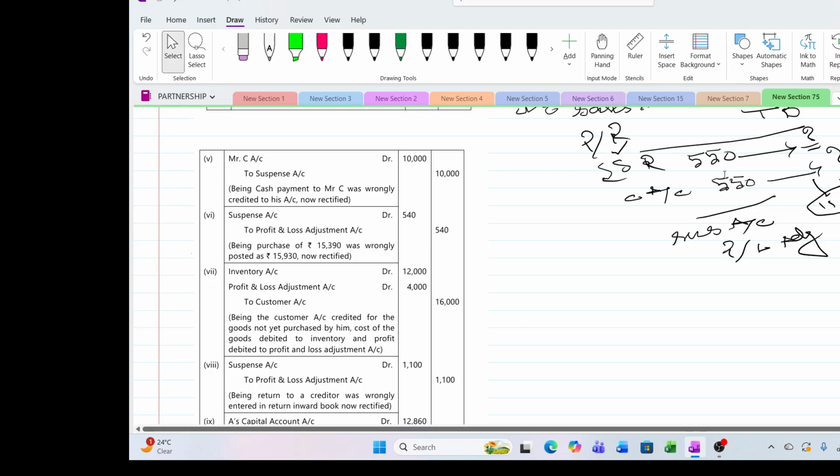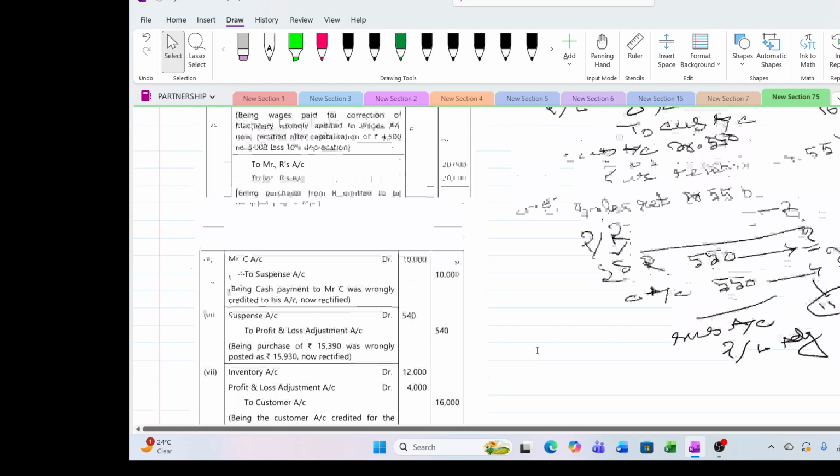Because we have debited sales return account, for which there is no credit appearing here, and the customer account is debited. For this, the purchase return should have appeared here. That is also not there. So 1100 would have been excess debit in your trial balance. The accountant would have placed the suspense account with 1100 rupees credit. Now to rectify that, we have to debit the suspense account with 1100 rupees, and both the things are nominal accounts. This will affect our profit. So PL adjustment account has gone 1100 rupees.